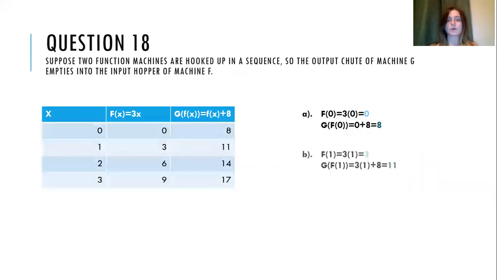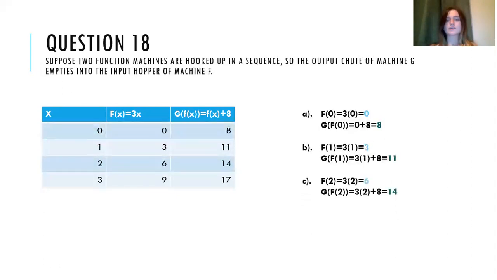And then for part B, we input 1. So 3 times 1 is 3. And then we input 1 into our g of f function, which is 3 times 1 plus 8, which is equal to 11. And for part C, we input 2 into our function. So 3 times 2 is equal to 6. And then we input 2 in our g of f function. We get 3 times 2 plus 8, which is equal to 14.